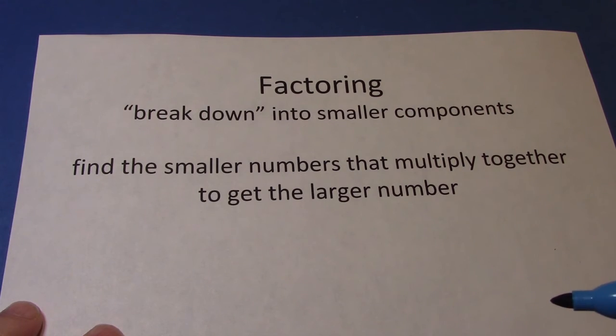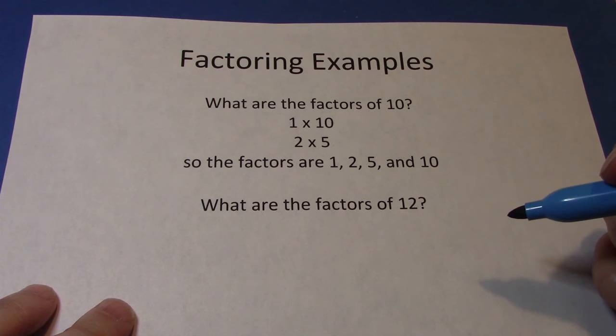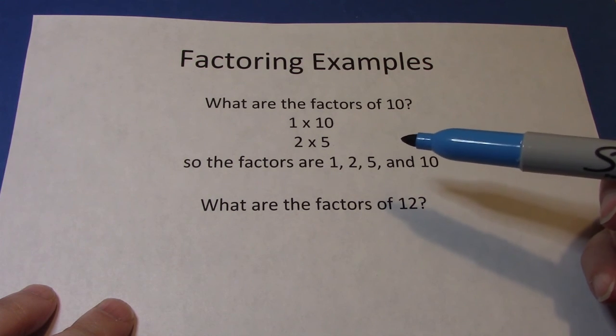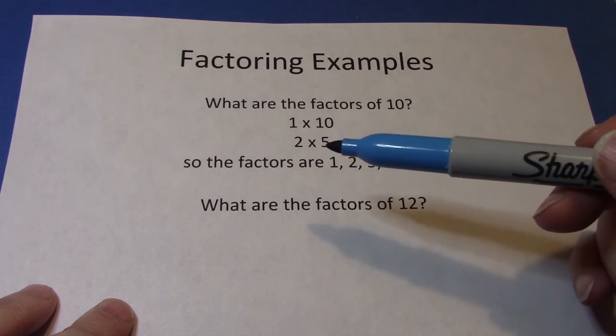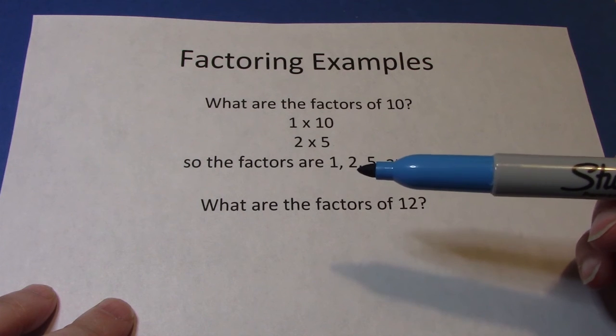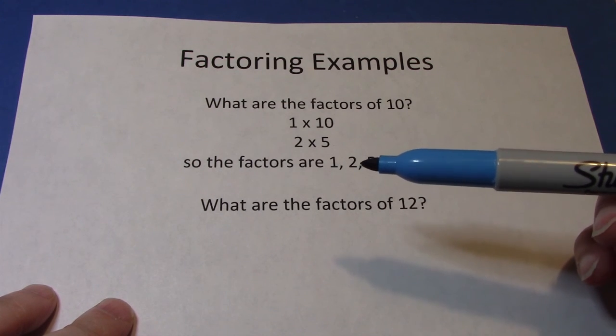The last topic we're going to talk about in this section is factoring, and it really means to break down a number into its smaller components. You find the smaller numbers that multiply together to get the larger number. So here's some examples of factoring. We can say, what are the factors of 10? Well, you can start with a little bit of trial and error and start with 1, 2, 3. They have to be whole numbers that multiply together to get exactly that number.